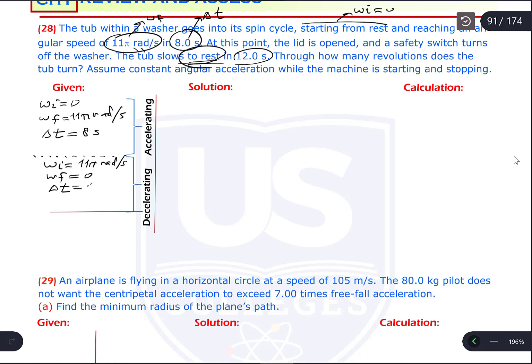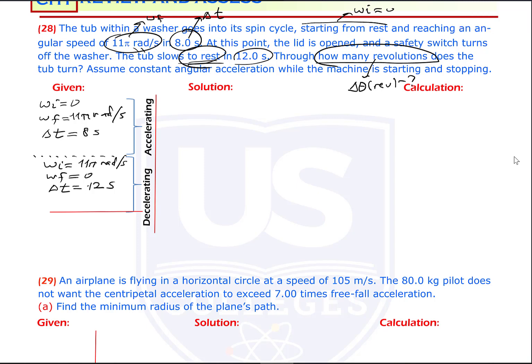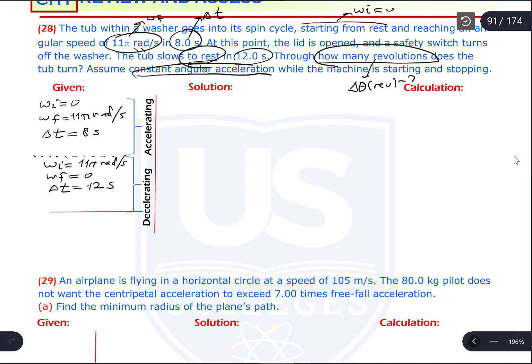takes 12 seconds. Through how many revolutions does the tube turn? So how many revolutions is delta theta, but we will find delta theta in revolutions. During this entire accelerating and decelerating part, we should calculate what is delta theta. Assume constant angular acceleration while the machine is starting and stopping, which means we are going to use kinematic equations, because for constant angular acceleration, we use these four kinematic equations.